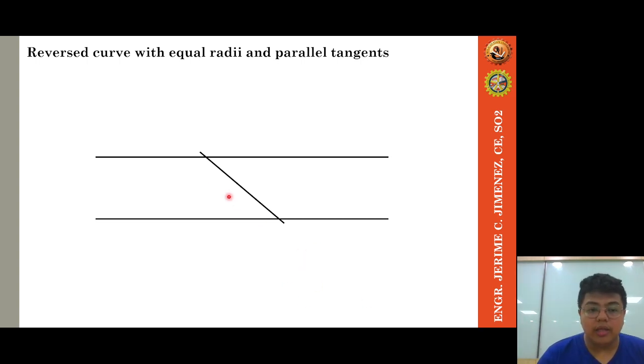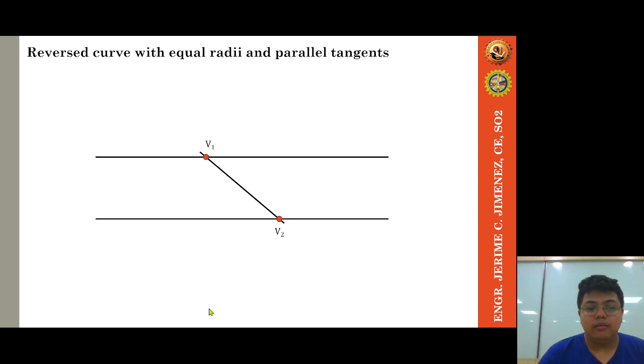Okay? The intersection between the common tangent and the back tangent is what we call the point of intersection of the first curvature, or the V sub 1, or the vertex sub 1. And the intersection between the common tangent and the forward tangent is what we call the point of intersection of the second curvature, or V sub 2, or vertex sub 2.